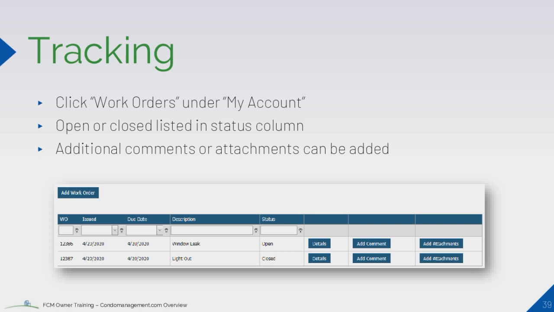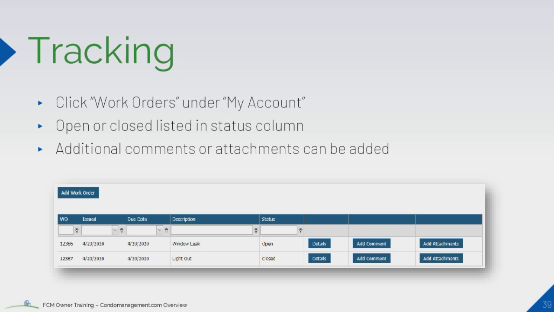Now, if you want to track a work order, again, you have the ability to do that as well. You can click work orders under My Account, and you can review open or closed work orders. So if you submitted things in the past that you want to go back and review, you have the ability to do that under the tracking feature if you submitted the original work order through condomanagement.com.